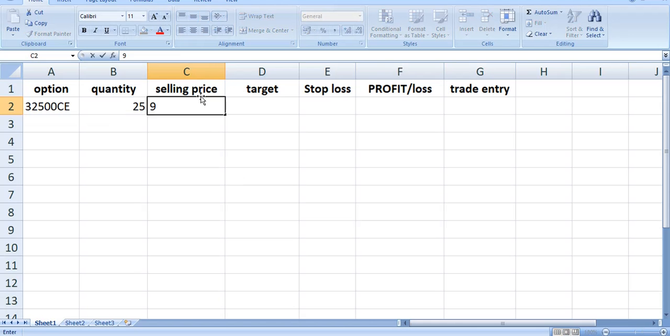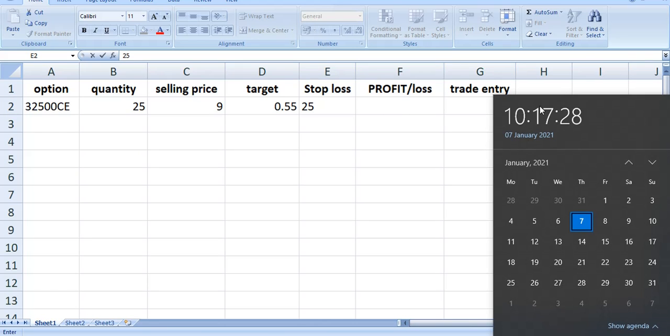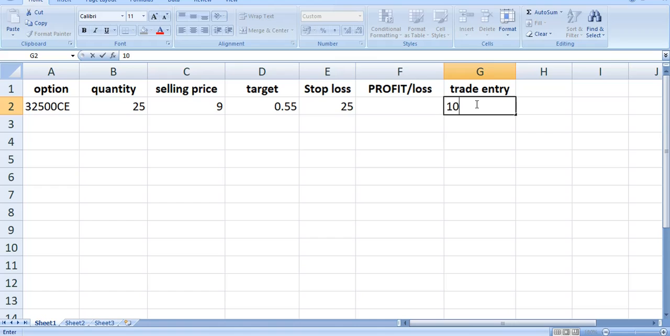Okay, here our target, traders, will be 0.55 paise and our stop loss here is 25, and the time at which we are taking the trade is 10:17 AM.